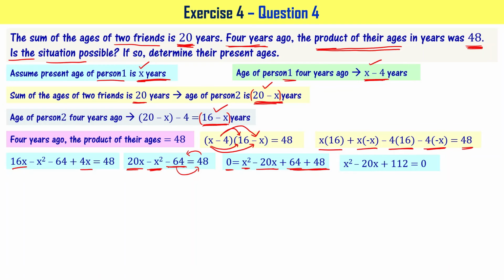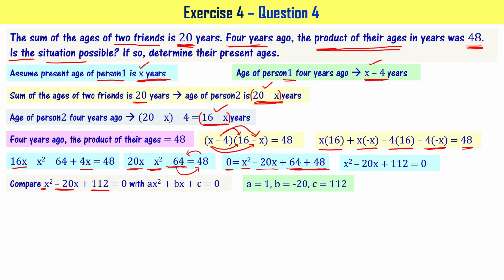Right? This is the quadratic equation. Now we have to find the value of b square minus 4ac. Let's compare the given equation with ax square plus bx plus c equal to 0, so that I can say a equal to 1, b equal to minus 20, and c equal to 112, right? Let's substitute these into b square minus 4ac. When you simplify it, you get b square minus 4ac equal to minus 48.